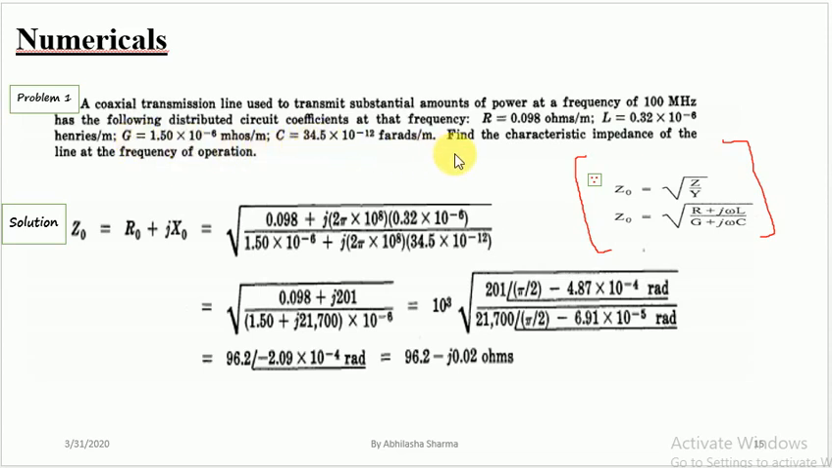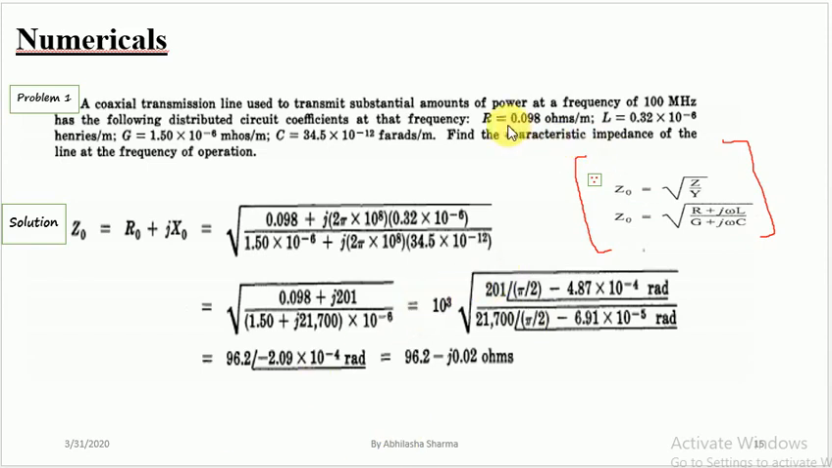What you have to find out in this numerical is the characteristic impedance of the line at the frequency of operation. Whenever you want to calculate the characteristic impedance, first of all we have to know the formula for that. The characteristic impedance Z0 is equivalent to root of Z over Y. Z is equivalent to R plus j omega L, and Y is equivalent to G plus j omega C. Write this down.